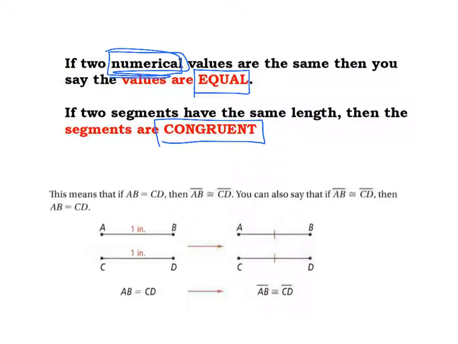So over here in my example, you can see segment AB here. That is 1 inch long. Oh, okay, so I'm talking about a number. CD is also 1 inch long.